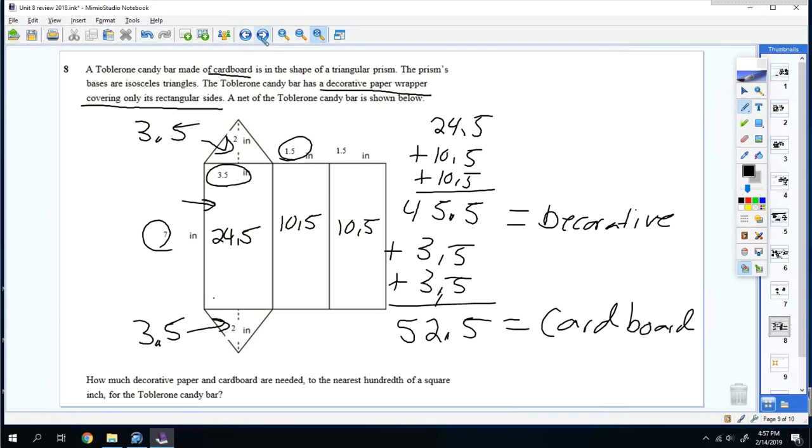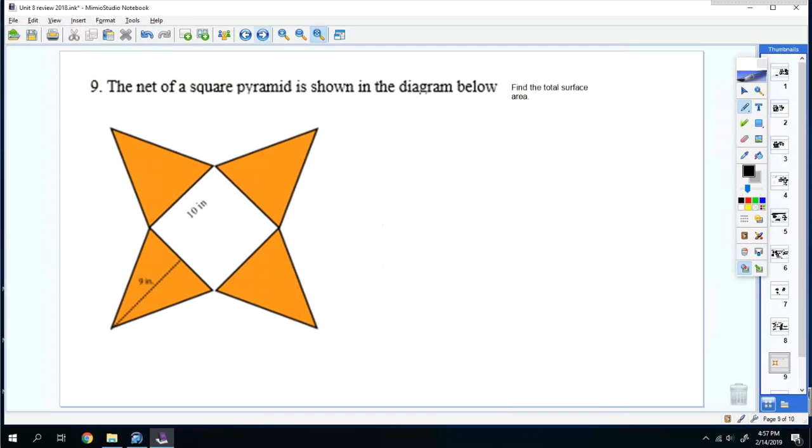All right, 2 more. The net of a square pyramid is shown in the diagram below. Find the total surface area. So I'm going to find the base first because it's a square pyramid. So it means it's a 10 by 10. So it means that this area is 100. So now all I had to do is find the area of the 4 triangles.